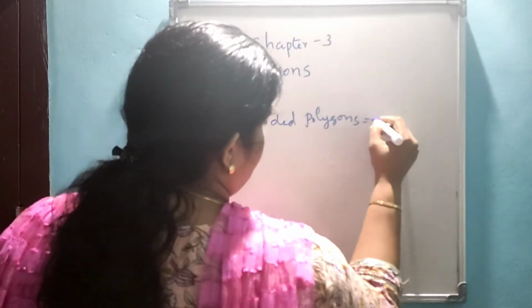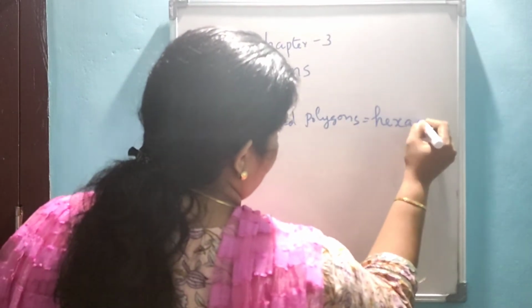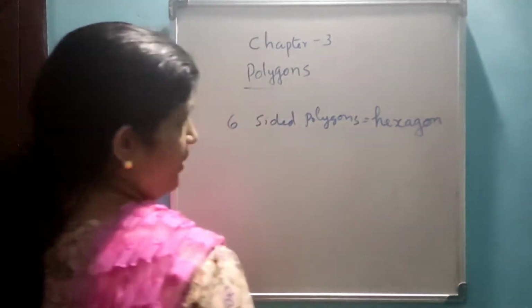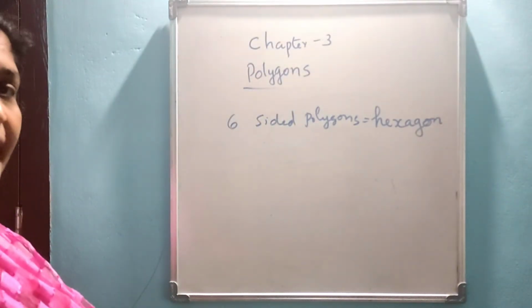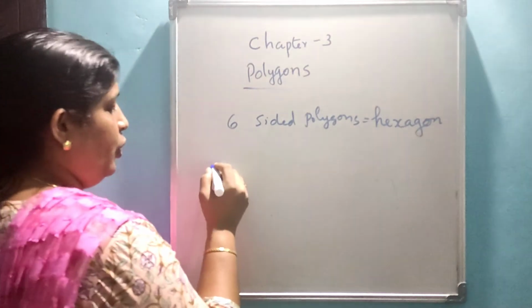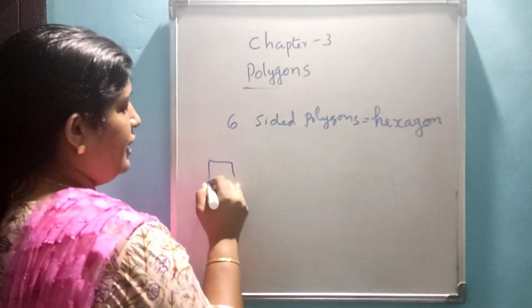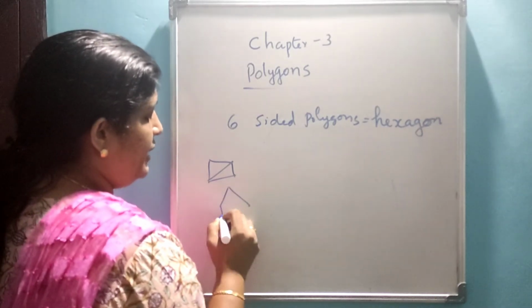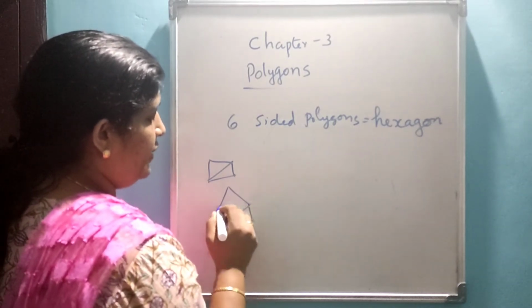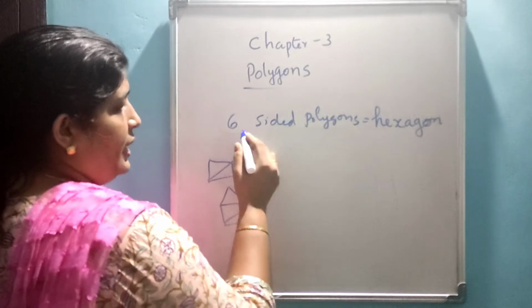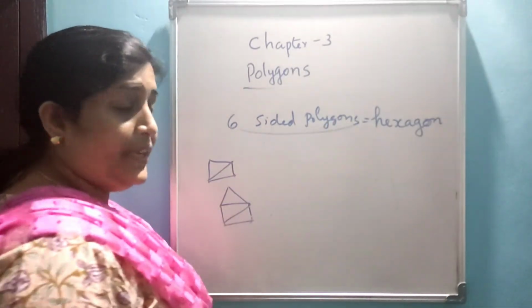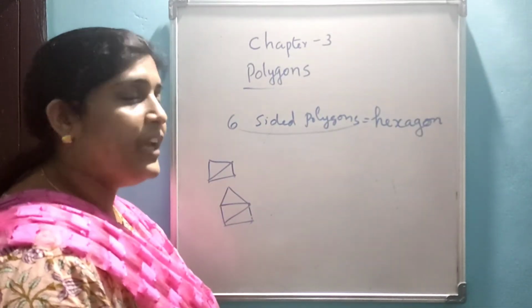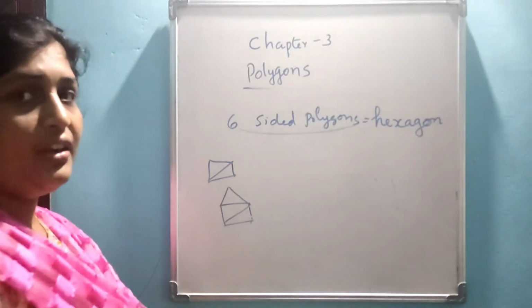A six-sided polygon is a hexagon. We know a quadrilateral is divided into two triangles, and a pentagon is divided into three triangles. Then a six-sided polygon, that is a hexagon, can be divided into four triangles.